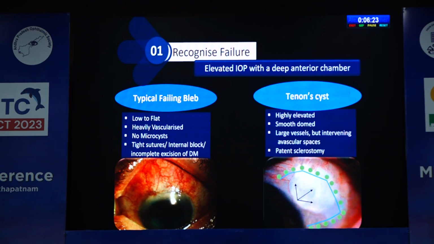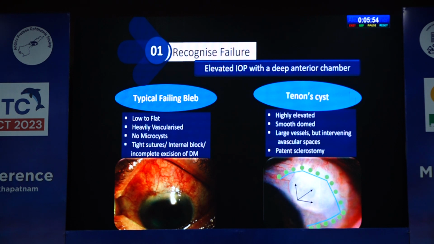So the first step in management of a failing trabeculectomy is to recognize failure: elevated IOP with a deep anterior chamber. I'm not coming to the causes of elevated IOP with a shallow anterior chamber. There we have aqueous misdirection syndrome and other causes. So, elevated IOP with a deep anterior chamber. Here we have the typical failing bleb, which is low to flat, heavily vascularized, with no microcysts. Causes may be tight sutures, internal block due to iris blocking the ostium or vitreous, incomplete excision, not a good punching.